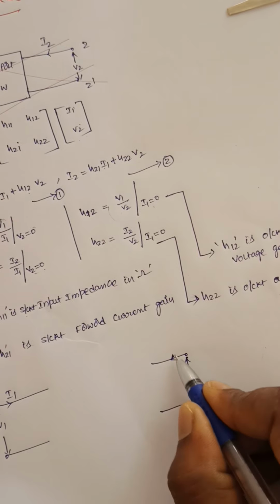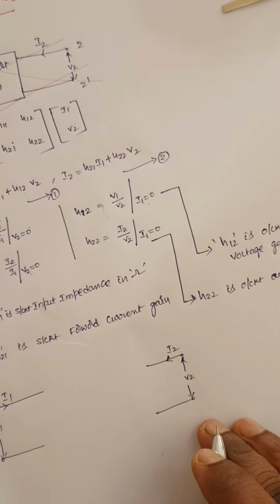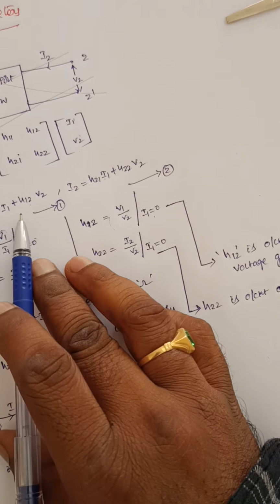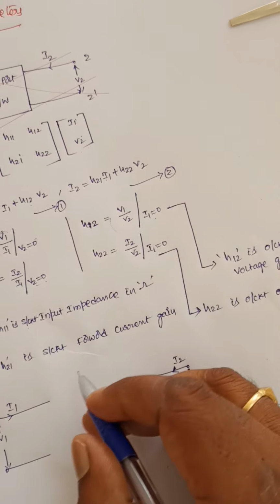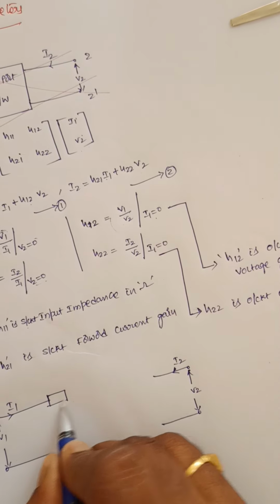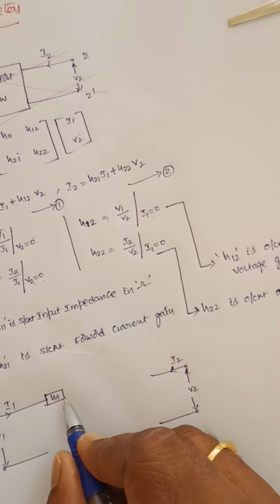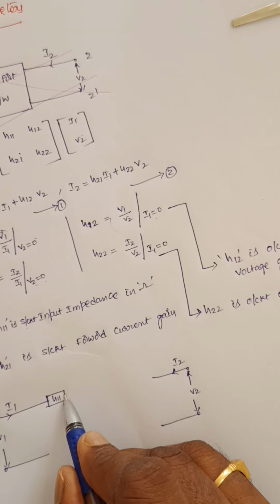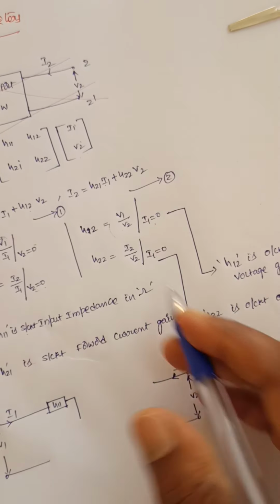It is I2. Okay. H11 I1. So this is, I can write here, it is H11 I1. Next, H12 V2.